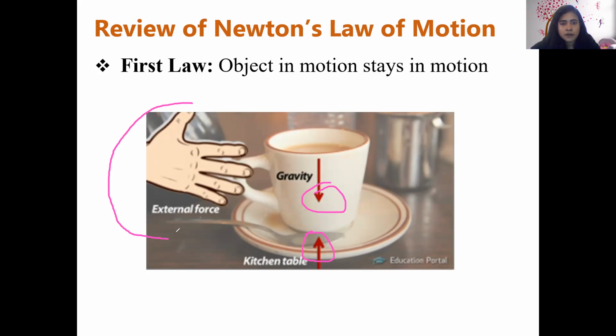So I'm telling, okay, I want to drink my coffee. I'm going to pull the coffee. Fortunately, the force I'm going to provide is going to be greater than the kitchen table's force, so I can take the cup. So now the cup is in motion. So that's what Newton's first law says, that an object in motion stays in motion, or an object at rest stays at rest, unless an external force acts upon it.